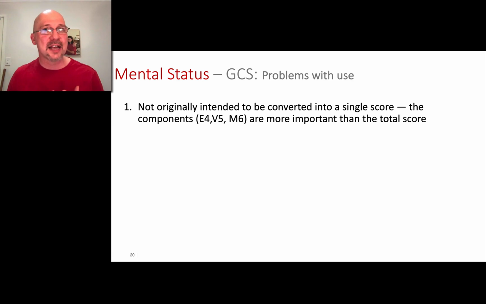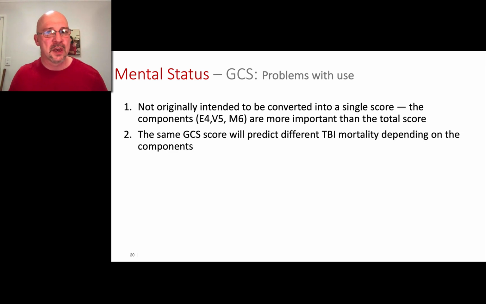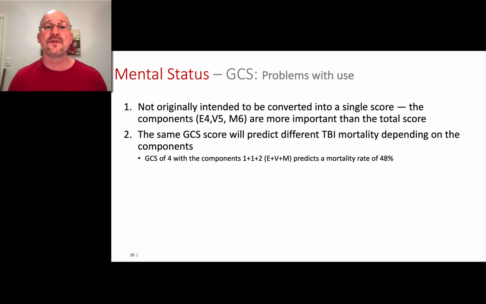So if you're reporting a Glasgow Coma Scale, you should be reporting it as eyes 4, verbal 5, motor 6. We should always report it that way. Don't add that up and say GCS 15, because 15 is okay, but that doesn't really help in non-top scores. So if you were to say, for example, patient has a GCS of 4, and the components of that added score are 1, 1, and 2 for the eyes, verbal, and motor, you've got a mortality rate on average of 48% in somebody with a score of 1, 1, and 2.